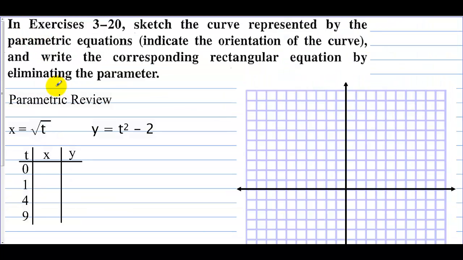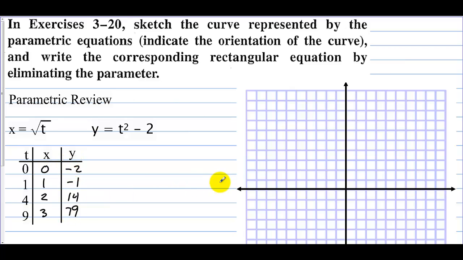In the second example, we have the exact same instructions. We have x equals square root of t, y equals t squared minus 2. Now we've chosen perfect squares for t because of the square root. We have 0, 1, 2, and 3. And let's plug the t values in for y. We have negative 2, negative 1, 16 minus 2 is 14, and 81 minus 2 is 79.